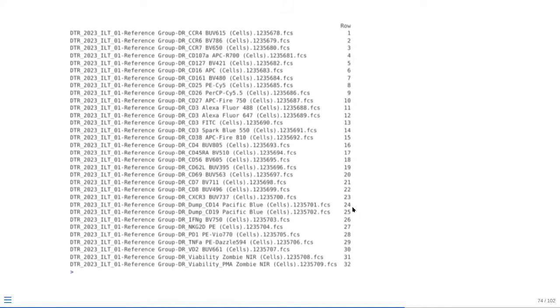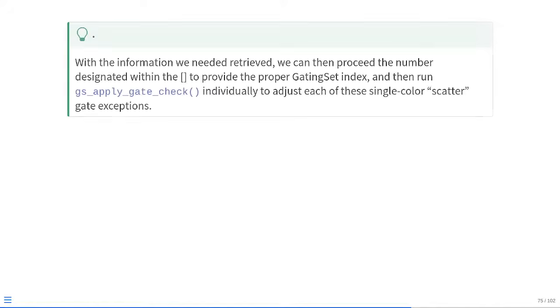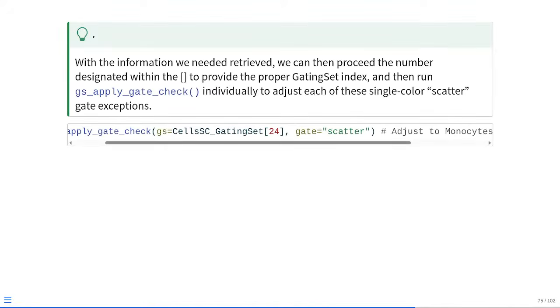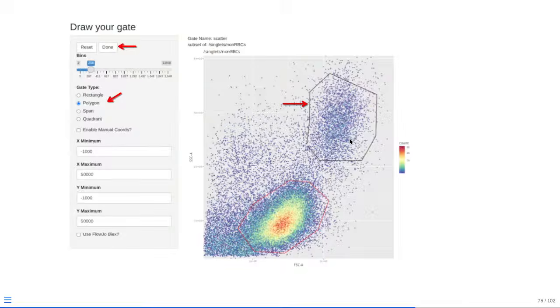So these would be the values I would use to actually go and modify those individual gates using the gs apply gate check function. So as you can see, targeting that one, we need to adjust from where it's on lymphocytes over to monocytes so it accurately is able to grab the bright CD14 signal. Once again, I'm just going to modify the scatter gate. And instead of being where it is here, which isn't going to have any signal for CD14 for the most part, I'm going to adjust it and place it on the monocyte population.